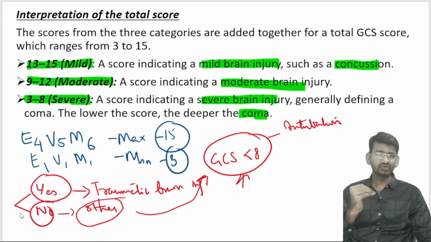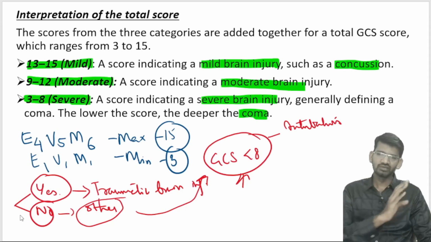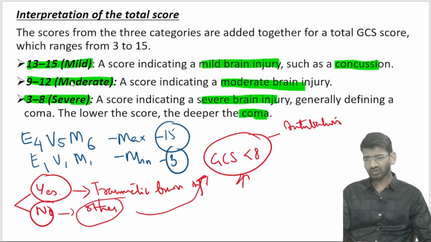But for a patient with traumatic brain injury or trauma, definitely a GCS of less than 8 is an indication for intubation. So keep these points in mind when it comes to the GCS and intubation. Okay, so this is how we interpret the GCS score.